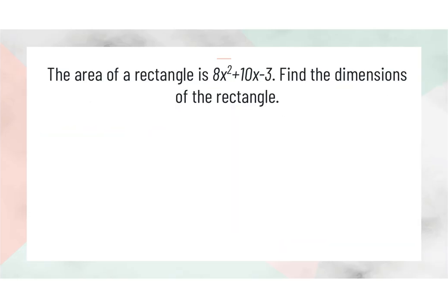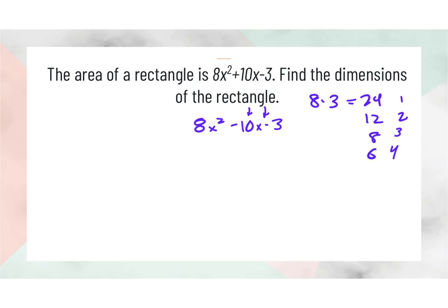So if the area of a rectangle is 8x squared plus 10x minus 3, find the dimensions of the rectangle. So basically find the length and width, but they are in terms of x. So I need to factor. So I need to take 8 times 3, and I get 24. Well, what multiplies to 24 but subtracts to 10? If I start listing these off, subtracts to 10 is going to be 12 and 2. So I'm going to write 8x squared minus 12x plus 2x minus 3.